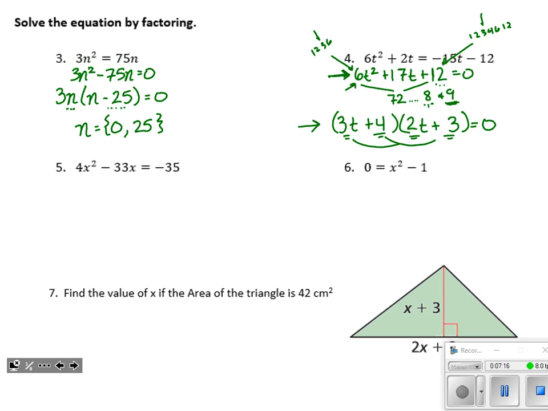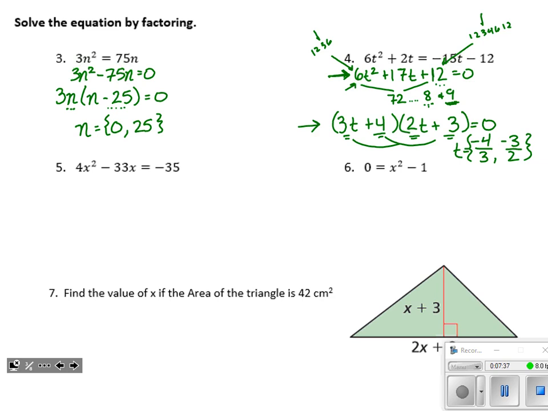All right, grabbing the solutions out of those factors is pretty easy. We have to switch the sign, obviously, when we take them out. What if this were 3t plus 4 equals 0? Well, I would subtract the 4 and divide by 3. Here I would subtract the 3 and divide by 2 out of my second factor. So those are my solutions for that problem.